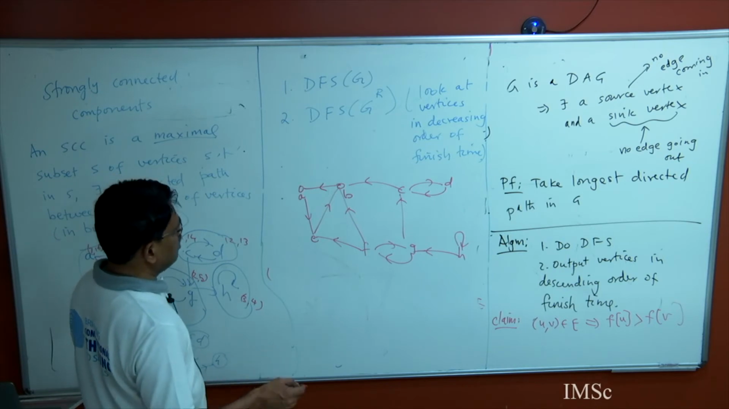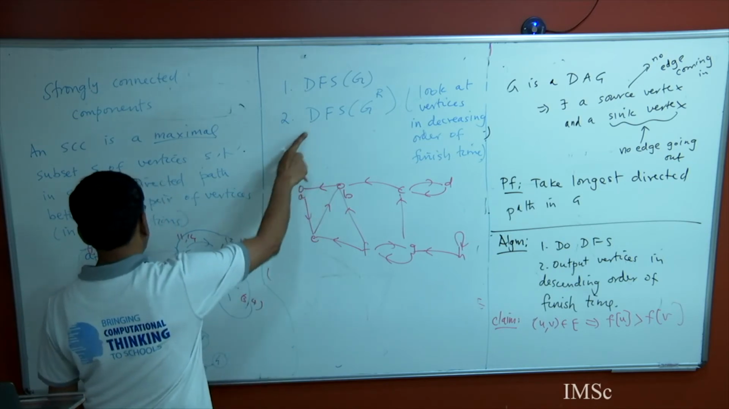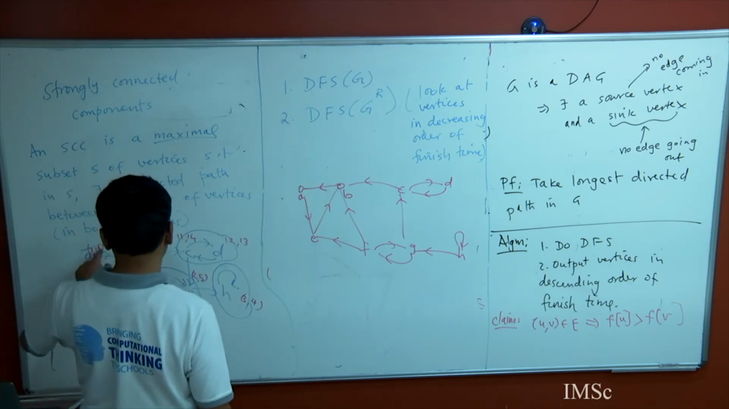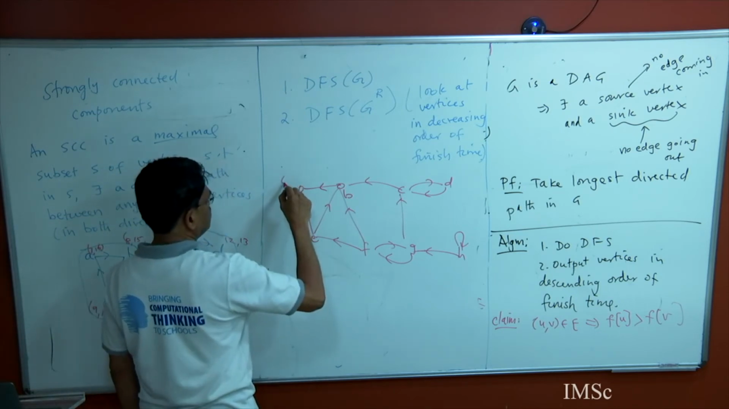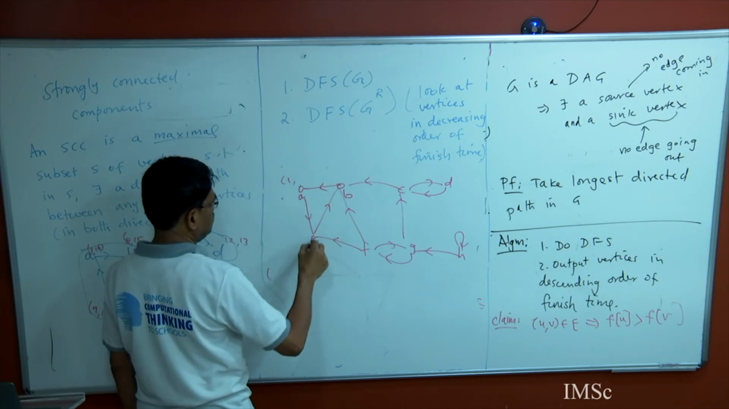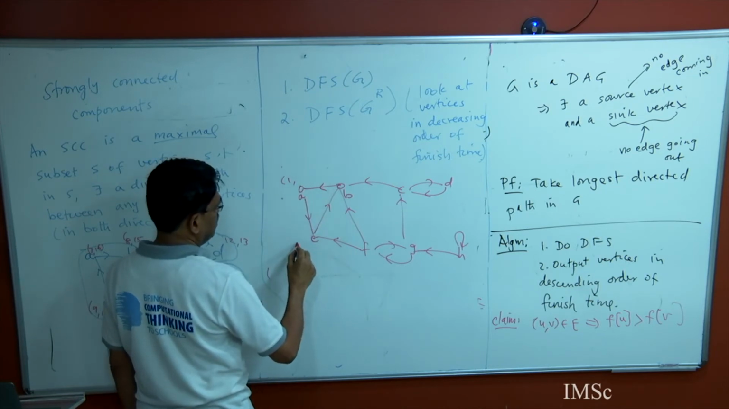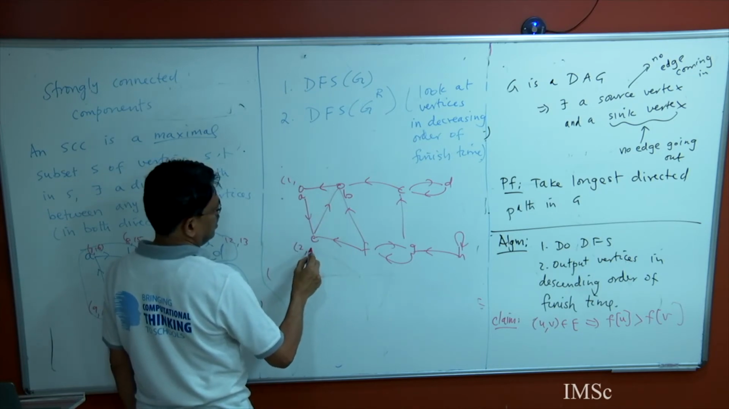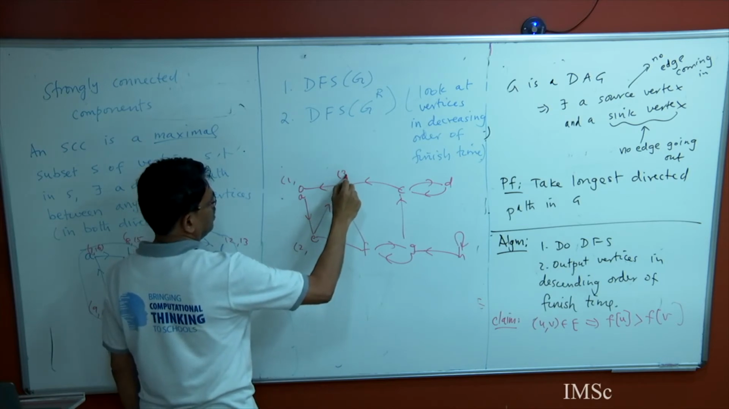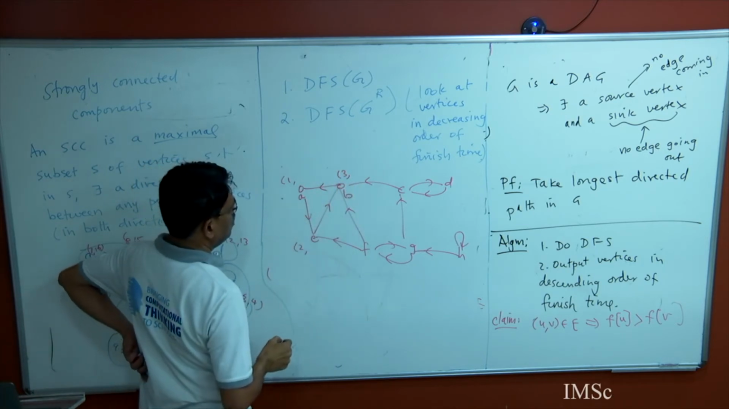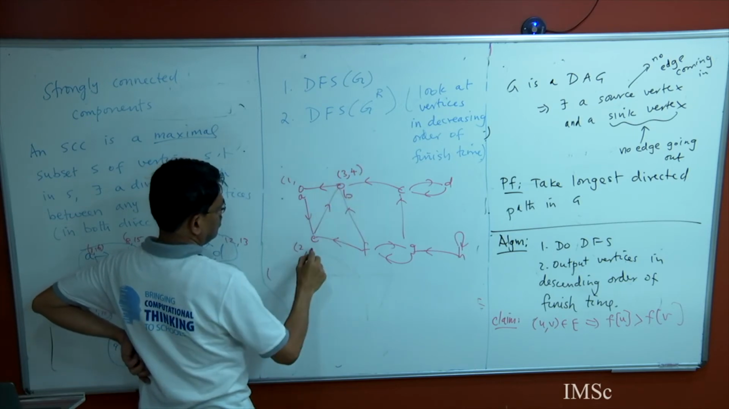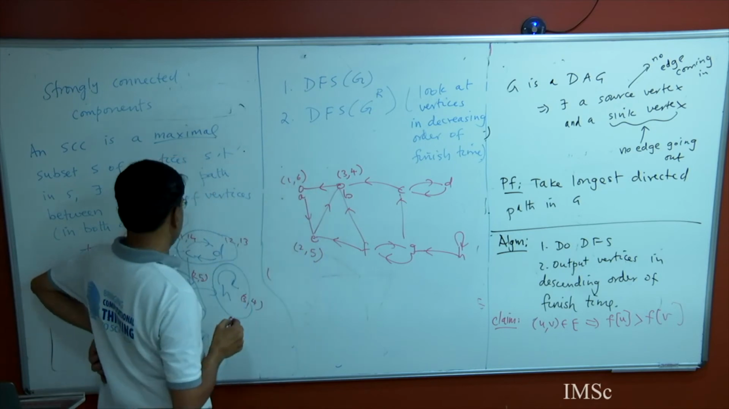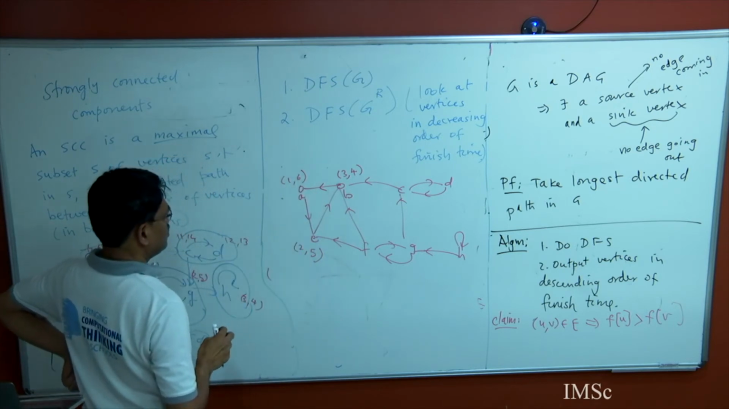Now I am going to do DFS, but in the decreasing order of the finish time. So I am going to start at A. So I will visit 1, then I go to E, go to B, no more, so I will finish. Okay, so I am finished with this.